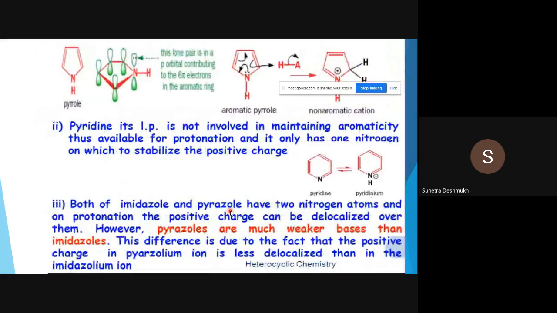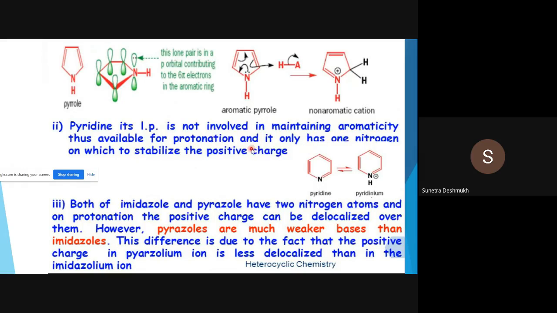Okay, next one. We know that in pyrrole the lone pair is in the aromatic sextet. In the case of pyridine, pyrrole and pyridine we studied about 15 days ago. So in pyrrole, all the lone pair is in the aromatic sextet. In pyridine, the lone pair is not in the aromatic sextet. Okay, so aromatic pyrrole gives a non-aromatic cation. How the aromaticity is lost, I have shown over here. Once aromaticity is lost, stability also decreases.